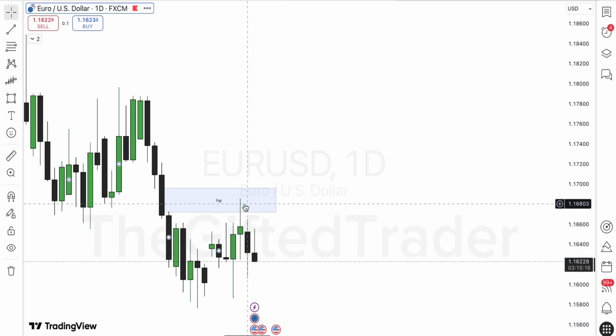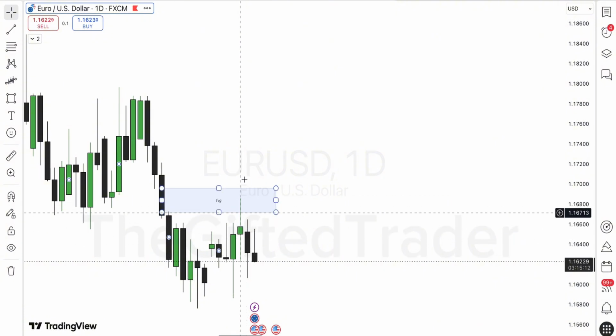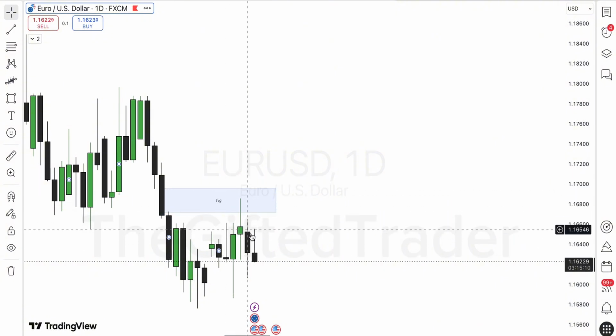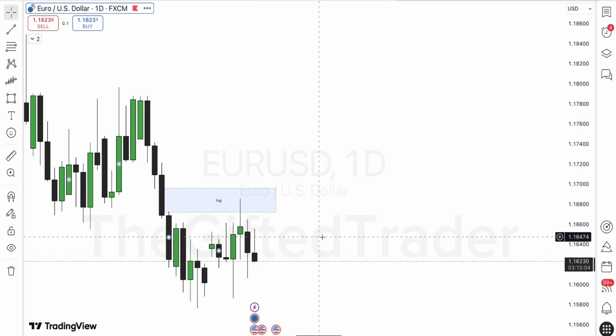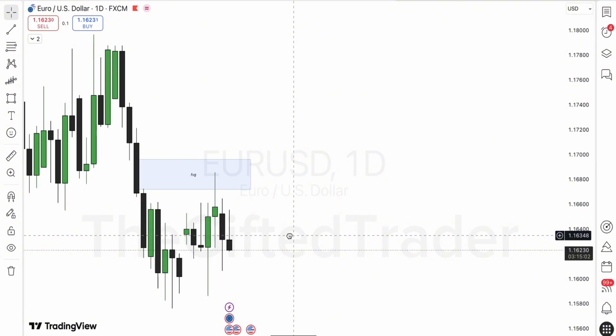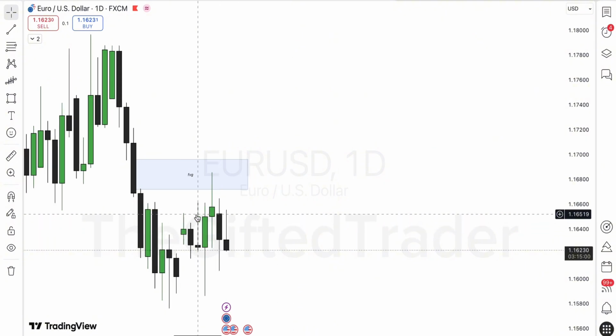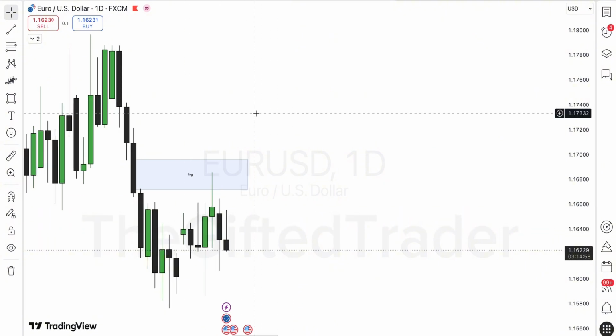Upon seeing price touching this fair value gap and rejecting off, showing me the candlestick reversal pattern, and the next candlestick was bearish, I was anticipating the next daily candlestick to be sell. I was really anticipating the next daily candlestick to be sell.